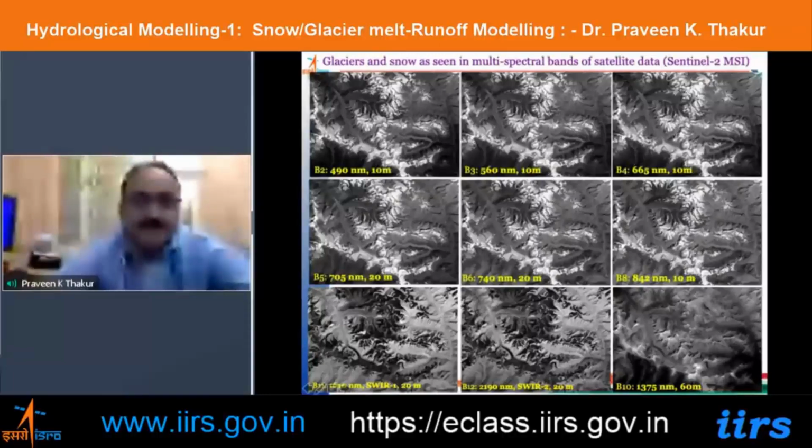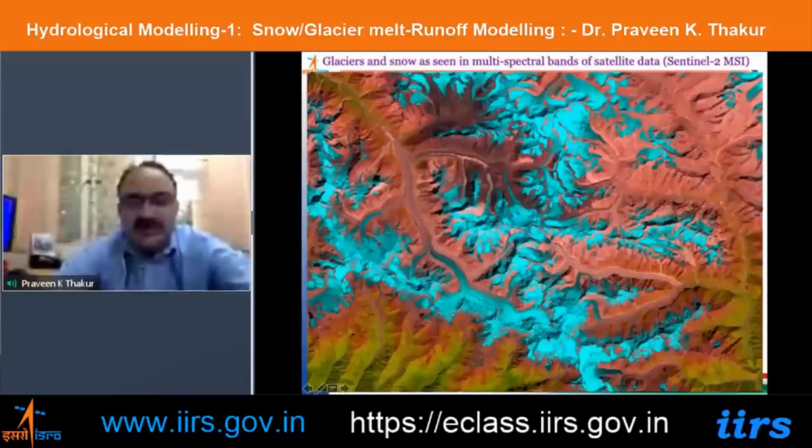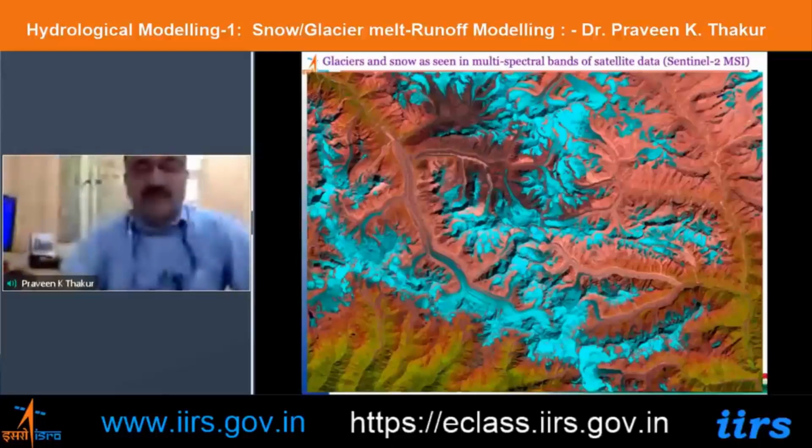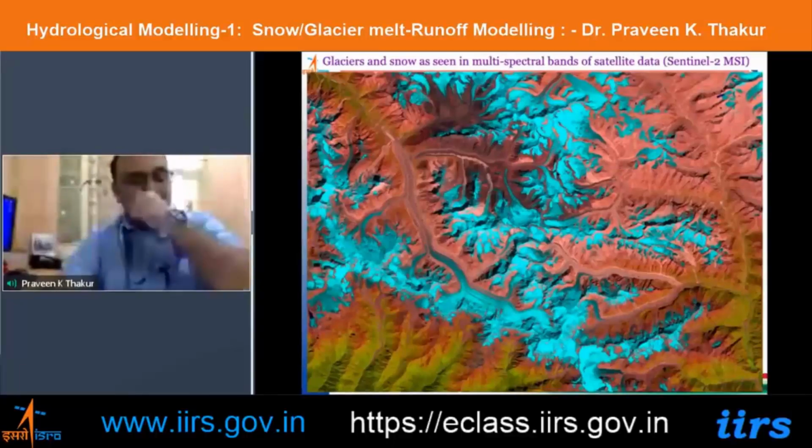You can see supraglacial lakes here. These are the snow on the glacier ice, or what we call clean glacier ice also. And then these are the Chokhamba, or the high accumulation areas of the glaciers. During the peak winter, you will see this entire area covered with snow, so you won't be able to differentiate which is glacier and which is not. Only during the peak ablation season, which is August and September, you will be able to see such kind of data.